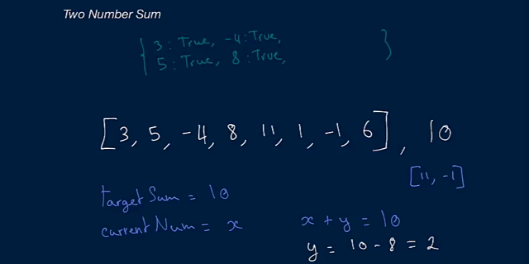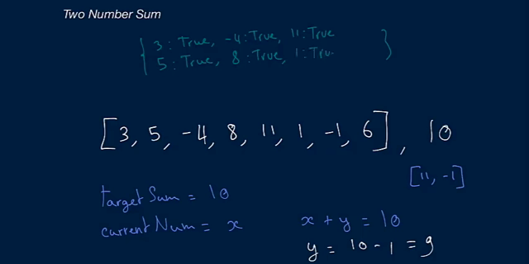We go to 11, solve for y. 10 minus 11 is going to be equal to negative 1. Is negative 1 in our hash table? No, it's not. At least not yet. So we just store 11. Then we move on to this 1. We do 10 minus 1. That's going to be equal to 9. 9 is not in our hash table, so we just store 1.